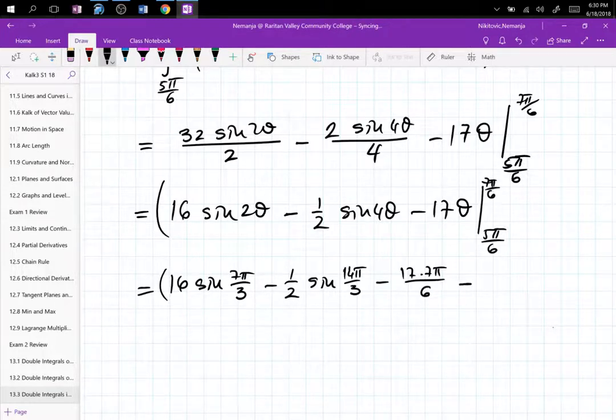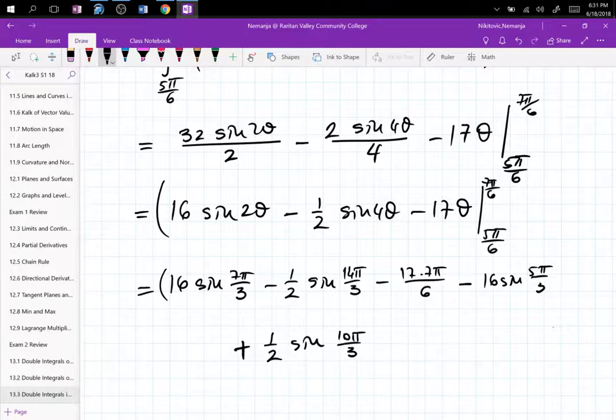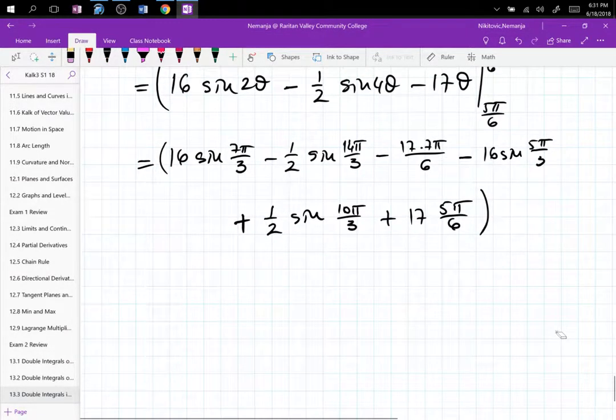Minus the lower limit, that's going to be 16 sine of 5 pi over 3. Now minus and minus is going to give us plus 1/2 of sine of 10 pi over 3. 4 times 5 is 20, and then 20 and 6 cancel to 10 pi over 3. And then plus 17 times 5 pi over 6. Woo! I don't need these parentheses, just compute this.